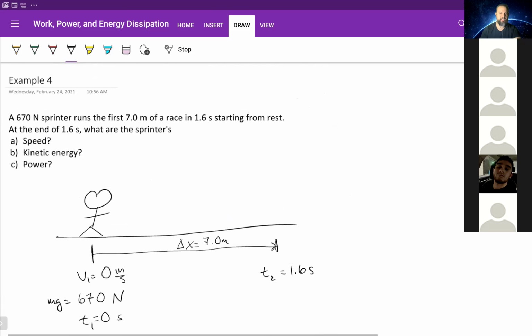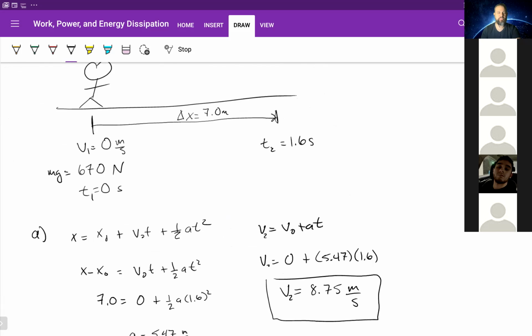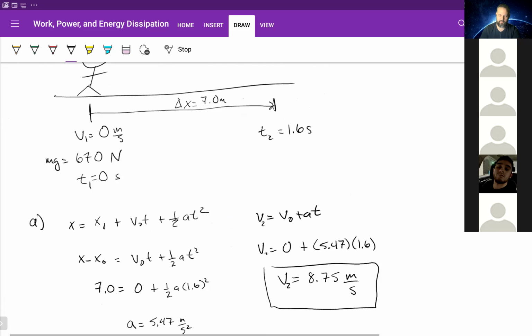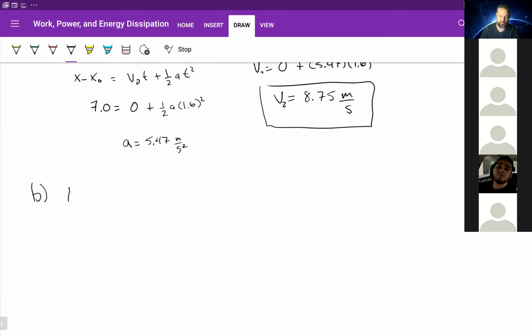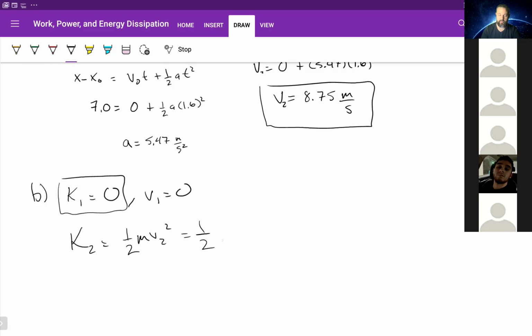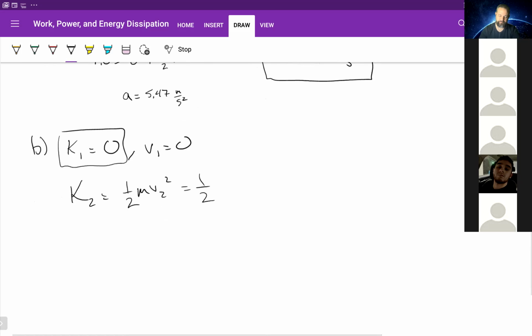For part B, we're asked to find the kinetic energy. Well, that's pretty easy. Our initial kinetic energy, K1, is equal to 0 because our initial velocity v1 is equal to 0. So K1 is 0, and K2 is equal to 1/2 mv2 squared. That's going to be 1/2. We have to figure out m.